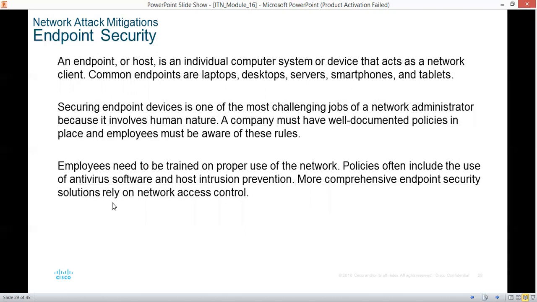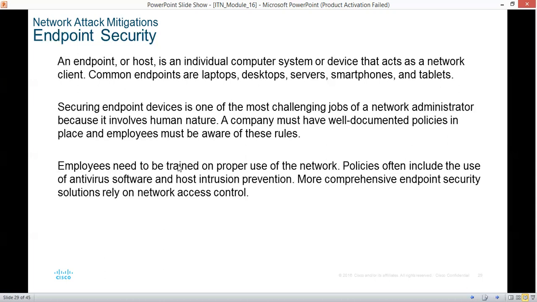So endpoint security. An endpoint or host is an individual computer system or device that acts as a network client. Common endpoints are laptops, desktops, servers, smartphones. These are end devices, okay? Securing endpoint devices is one of the most challenging jobs of a network administrator because it involves human nature. A company must have well-documented policies in place, and employees must be aware of these rules. It's, of course, difficult because these are devices in the hands of the employees.